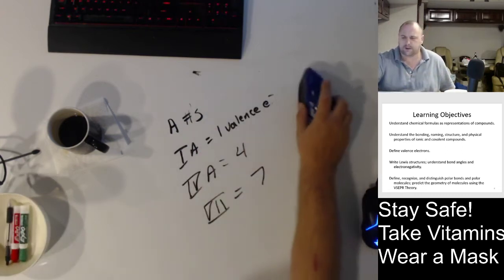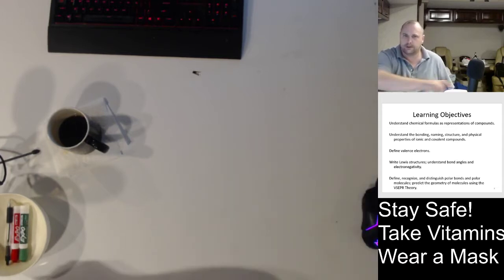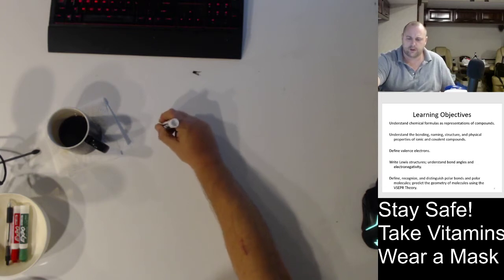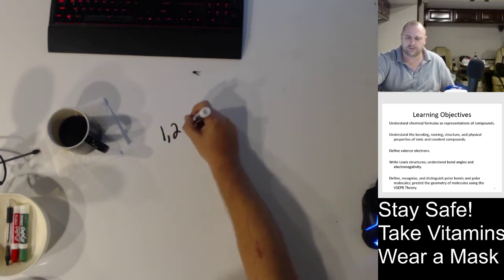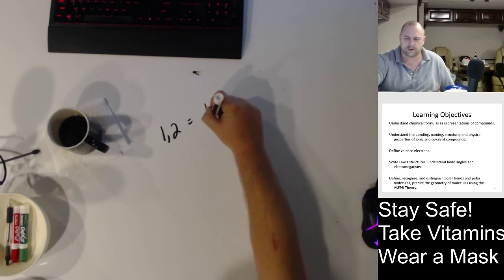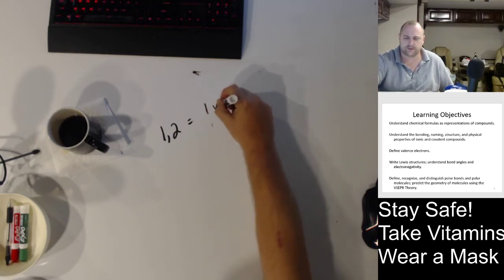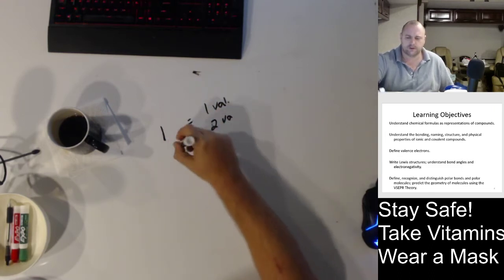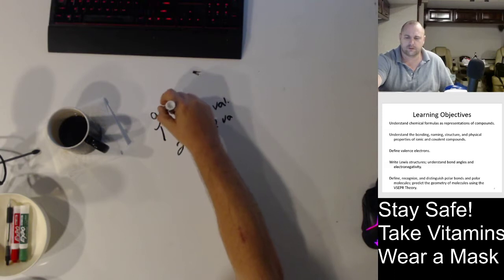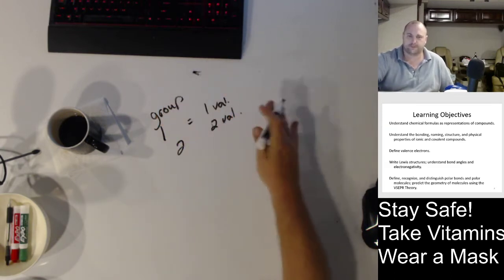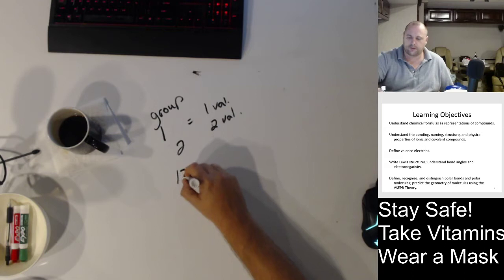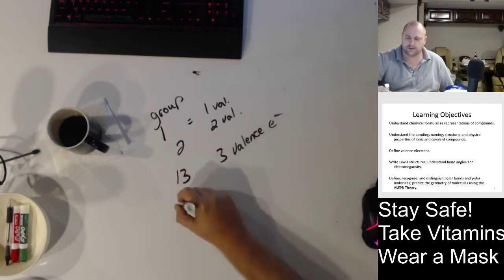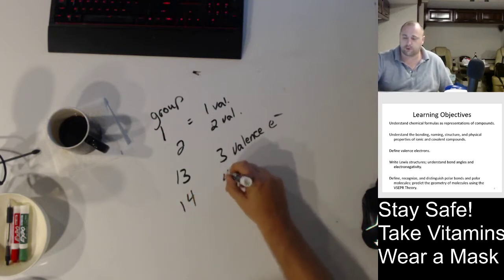What if you've got a periodic table and it doesn't have the A's? It's a modern periodic table. So there we can do 1 and 2. Those are easy. It's still 1 valence electron, and 2 for group 2. All right. And then we'll go to 13, and it has 3 valence electrons. And group 14 has 4 valence electrons.